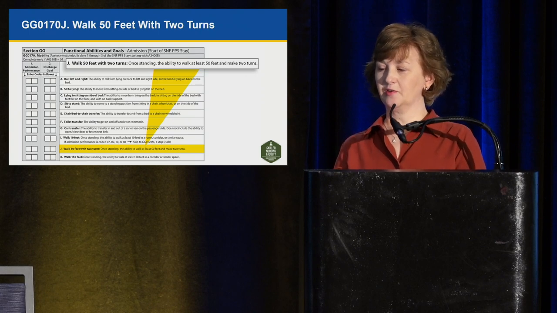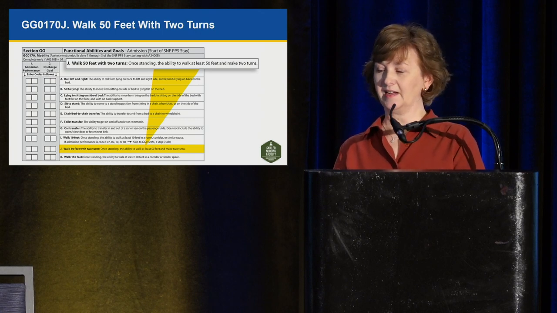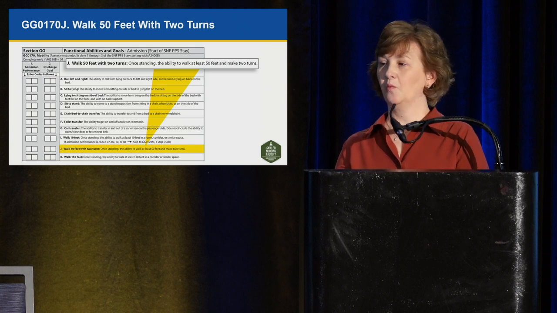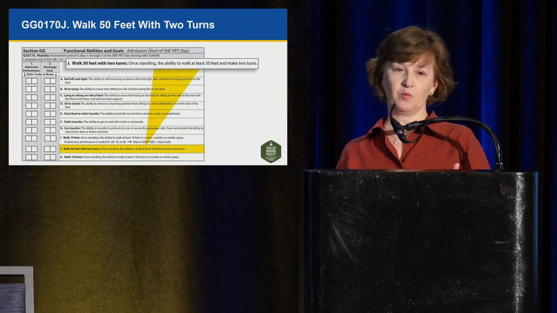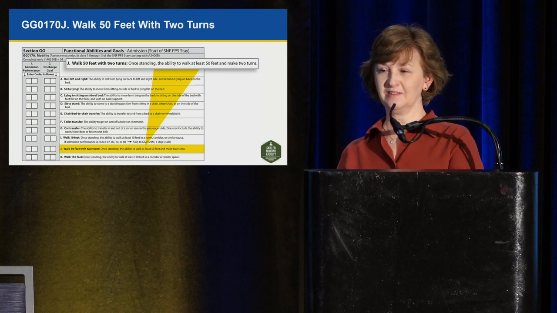Okay, moving on to the next item, which is walk 50 feet with 2 turns. Again, as with all the walking items, the activity begins once the person is in a standing position, and the person needs to be able to walk at least 50 feet and make 2 turns. One of the important things about all of the walking items is that the person needs to walk the entire distance.